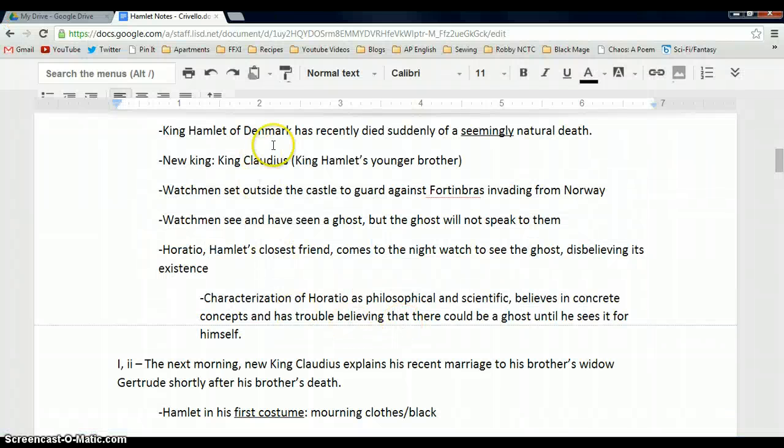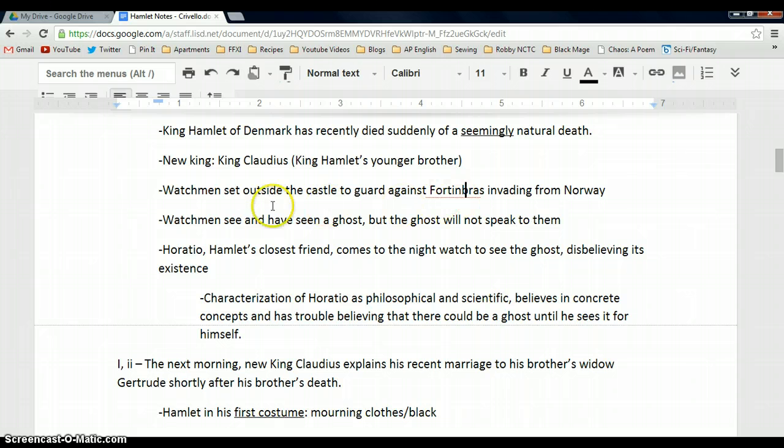Alright, and we'll get to that in a minute, but the watchmen at the beginning of the play are set outside the castle to guard against the invasion of Fortinbras from Norway. Norway and Denmark have a history of war. King Hamlet, the original king, had killed Fortinbras' father, and so Fortinbras is sort of seeking revenge. We don't see Fortinbras until the end of the play, but he is important to the overall action of the play.